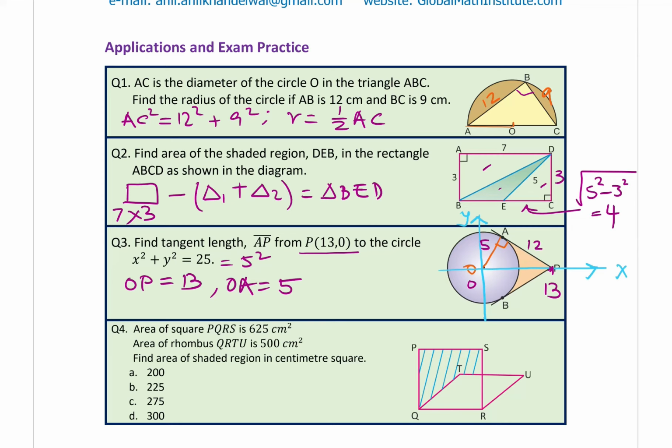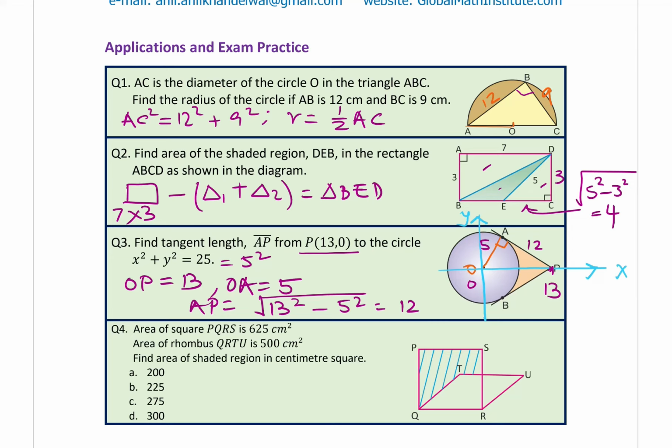So that should be a triple, right? You remember? So we know that AP should be equal to the square root of 13 squared, because that is the longest side, minus 5 squared, right? Which will give you 12. So that is how you're going to find that solution. Is that clear?